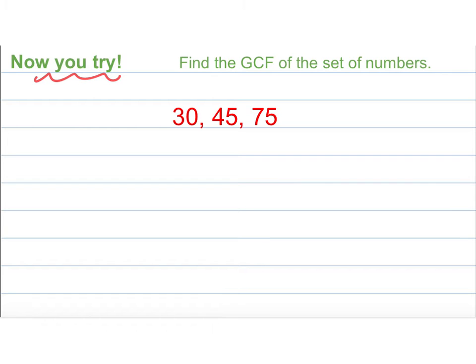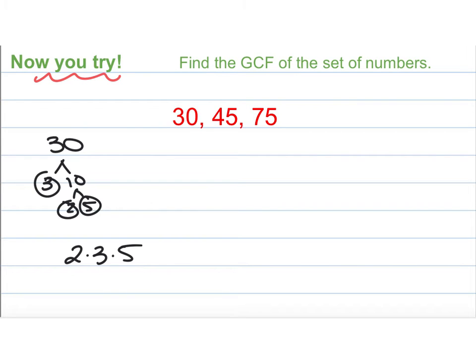I'm going to start with the prime factorization. So I'm going to make a factor tree for each of these. 3 and 10 are factors. And then I'm going to list them below and stack them up. So 2 times 3 times 5 were my factors for 30.